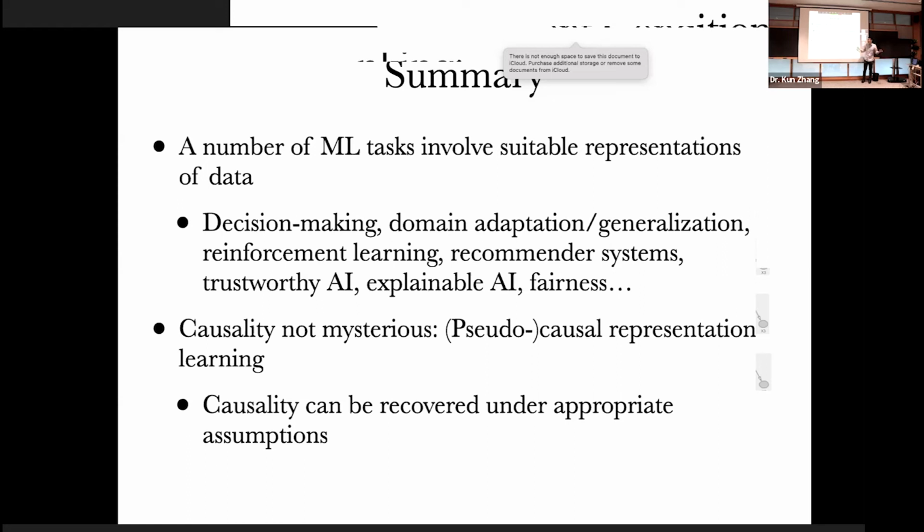And why? Because in many situations, you don't really care about interventions. You don't want to change anything. You just want to make adaptive prediction. So causality can be recovered under appropriate assumptions.